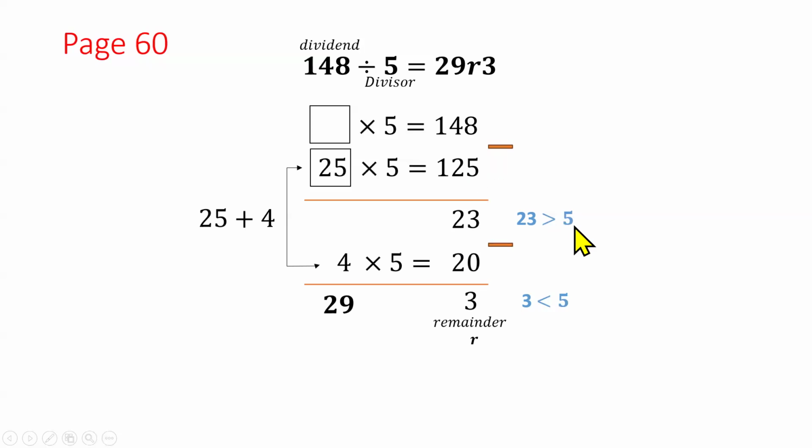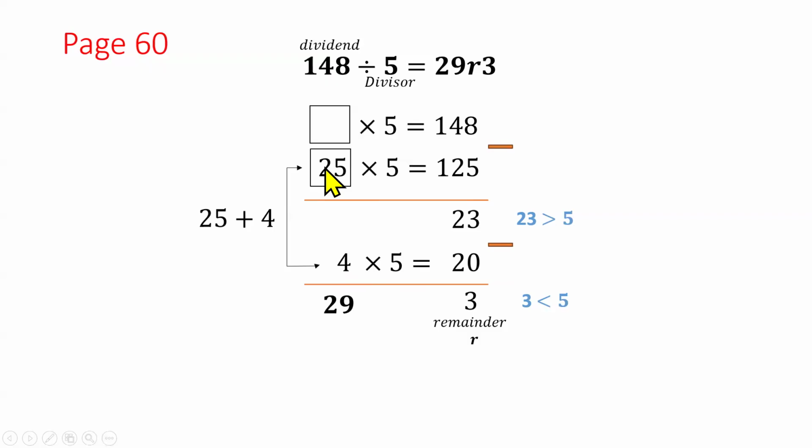23 is still bigger than 5. So I continue. I bring another equation here and I say, okay, I choose 4. 4 times 5 is 20. 20 is less than 23. That's okay. I subtract, it is 3. 3 is less than 5, my divisor. So this is the remainder.